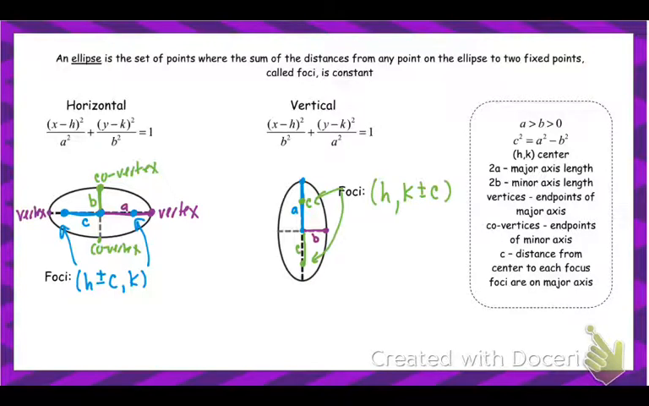To graph these, the vertex would be here and here. The co-vertex would be these ones, because the co-vertex falls on the minor axis. All right, so if you want to see some more examples of these, there's another link on Schoology, and we'll look at that real quick.